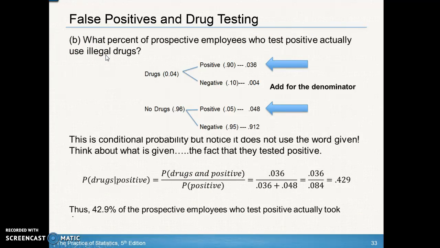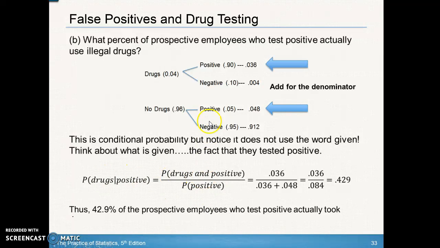So the first thing to do is to recognize that conditional probability, and just understand that it doesn't use the word given. You have to think about it. Now, remember I said on a couple previous slides, who, whose, that's sort of another word for given that you can recognize here. So writing this portion is extremely important. What's the probability that they took drugs given that they were positive? So remember your numerators, drugs and positive, the intersection over what's given, positive.